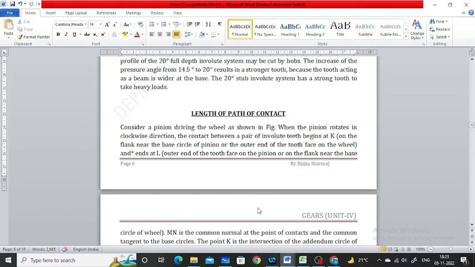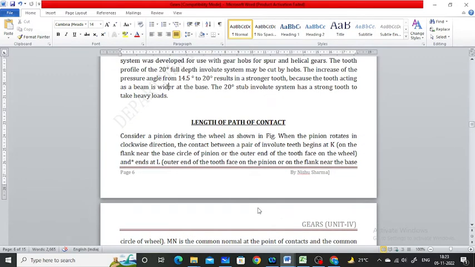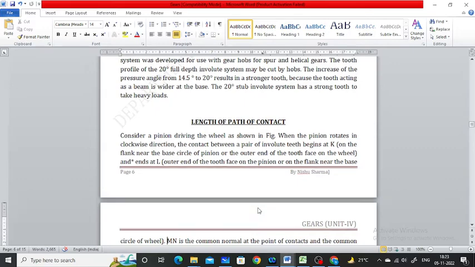Now we discuss the length of path of contact. There are basically two gears matching. Consider the first gear is the wheel and the other gear is the pinion. Consider a pinion driving the wheel. This is the diagram.